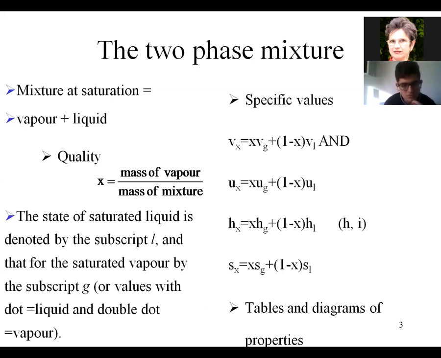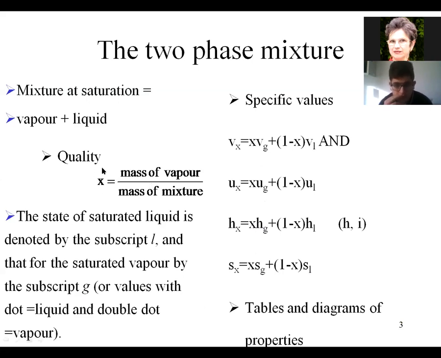And that's why tables have been made that are indicating at a specific pressure what is the temperature of saturation, of vaporization, and what are the properties separately for the liquid and separately for the gas. Those for the gas, for example, volume, specific energy, enthalpy, entropy, are all having G from gas. And those for liquid have L.